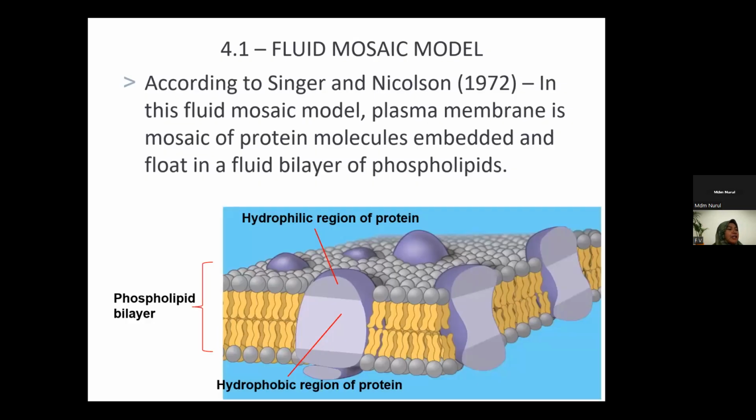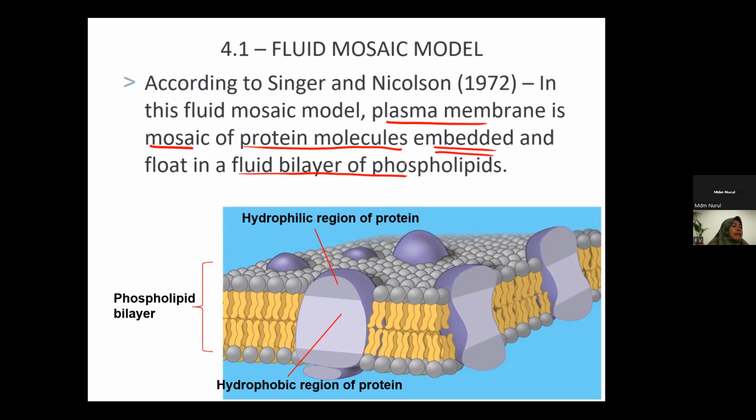Fluid mosaic model. Okay. So, the membrane structure has been proposed by two scientists. Nama dia Singer and Nicholson. Mereka kata, the fluid mosaic model is where the plasma membrane is a mosaic of protein molecules that is unbanded. Unbanded sama dengan attach, melekat. Mosaic of protein that unbanded and float in a fluid bilayer of phospholipid.